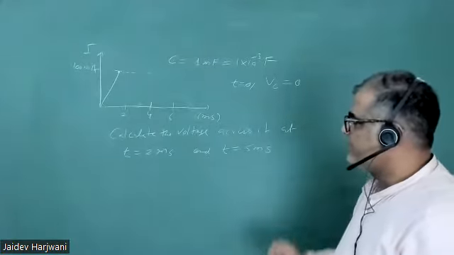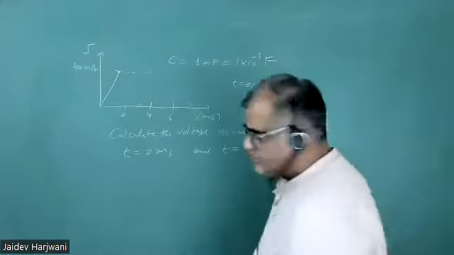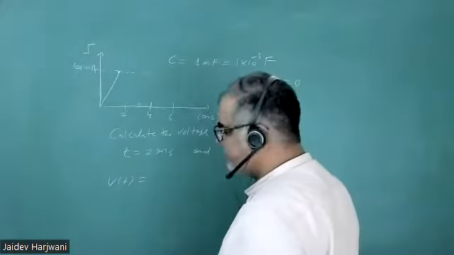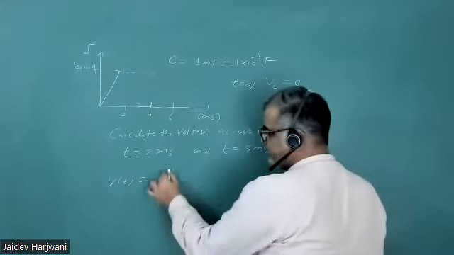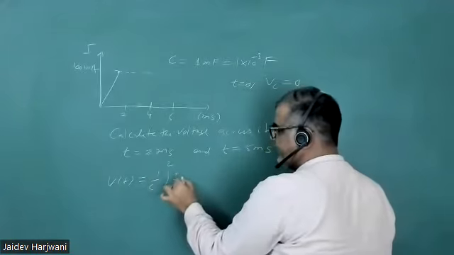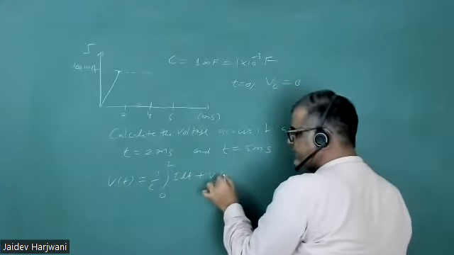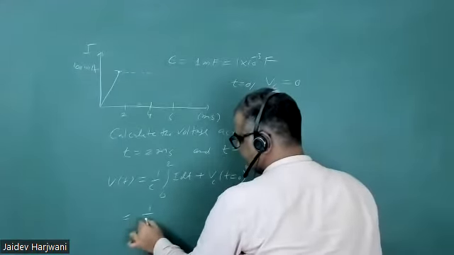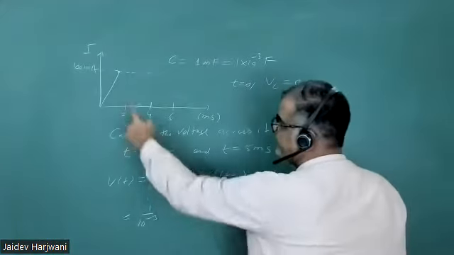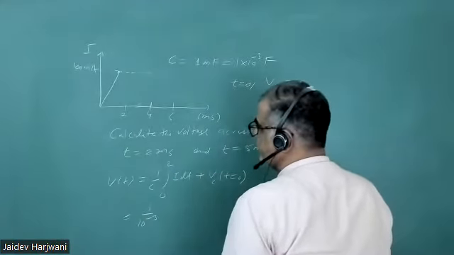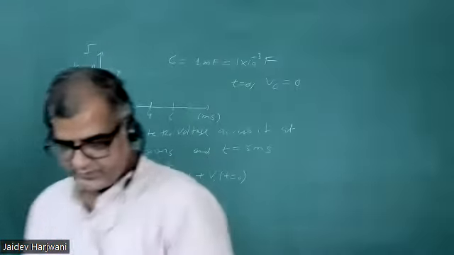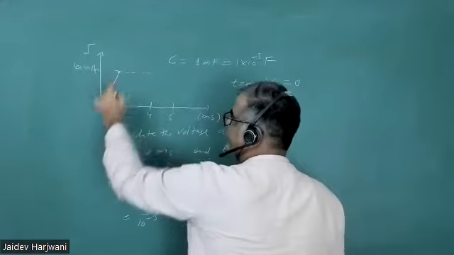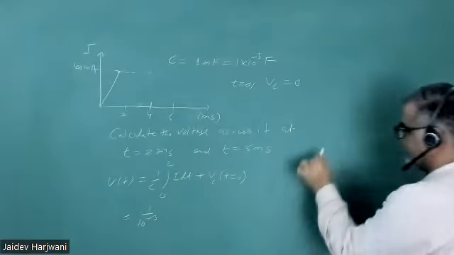So calculate now, what will V(t) be? Because this is asking for two different intervals, I am breaking it. First I will calculate for t equal to 2: 1 by C integral of I dt, and Vc at t equal to 0 is already given as 0. So I have 1 by C, that is 10 to the power minus 3. Then what is the equation for I? How can I write I? Tell me. What is I here? Is it 50t?